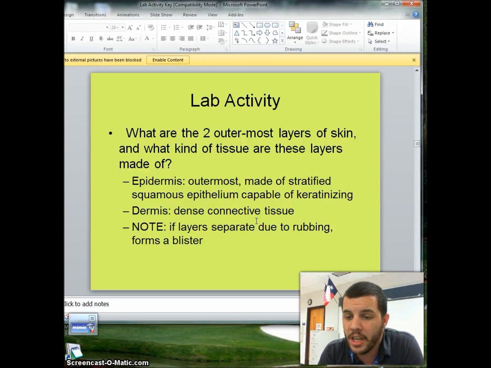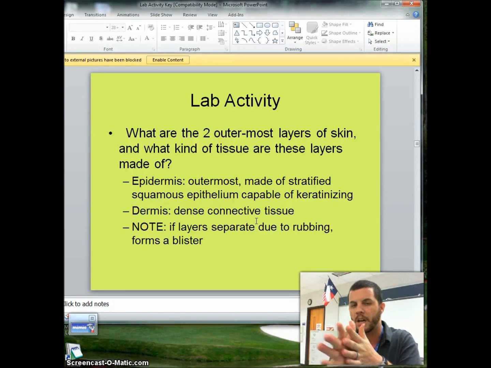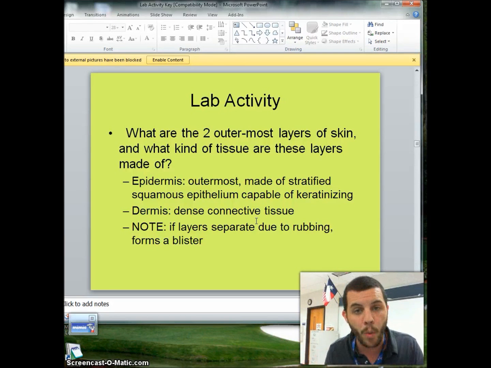The two outermost layers of the skin, you've got the epidermis and the dermis. The epidermis is made up of stratified squamous epithelial cells, which are capable of keratinizing. And we're going to discuss the definition of keratinizing in just a moment. It's important to understand though that those are epithelial cells for the epidermis. The dermis, however, is connective tissue, dense connective tissue. And so those are actually two different types of tissue layers that are sitting right on top of each other. Now, when those two layers rub together, it's going to cause the epidermis to separate from the dermis. That area is going to fill with fluid, and guess what? You've got a blister.